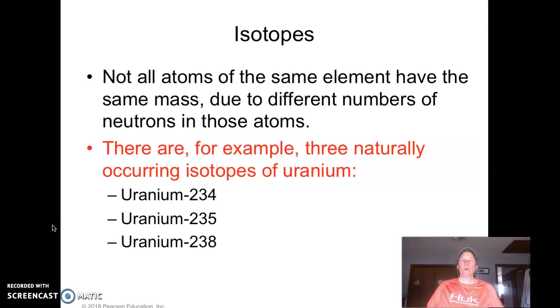Okay, here's one for uranium. We've got uranium-234, 235, 238. Now they will have the same number of protons. I do believe uranium's 92. So that number will be the same, but there's different numbers of neutrons.